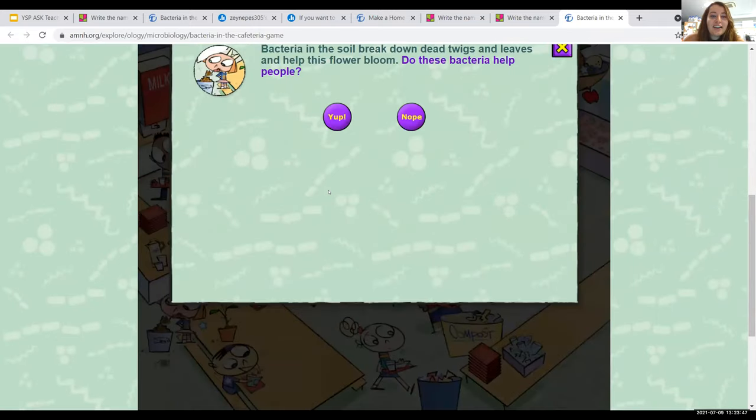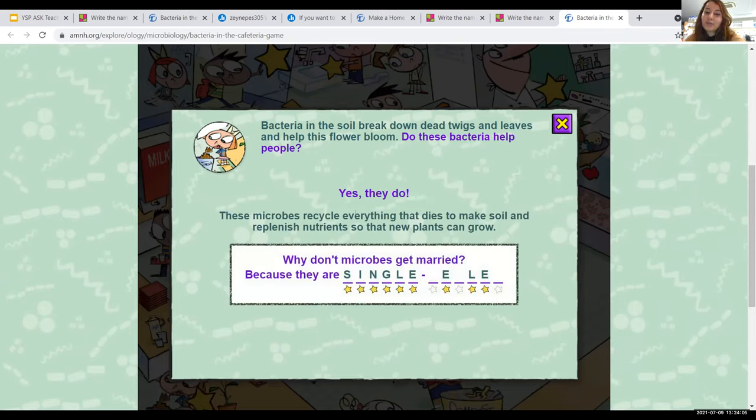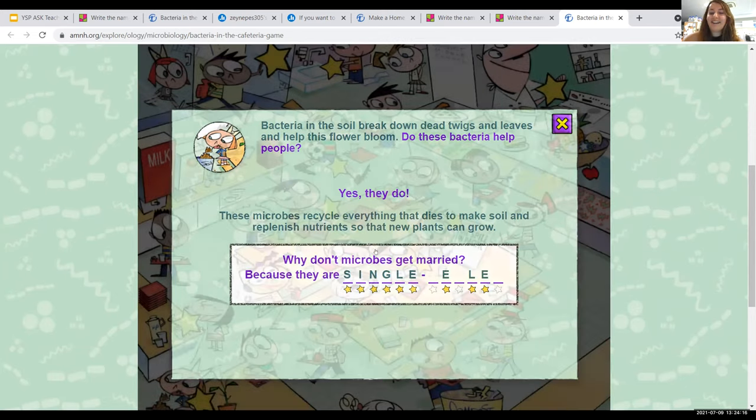And here another star, bacteria in the soil break down twigs and leaves and help this flower bloom. Do these bacteria help people? Yes, okay, I'm going with yes. These microbes recycle everything that dies to make soil and replenish nutrients so that new plants can grow. Actually, my salad project is dealing with some kind of this area.